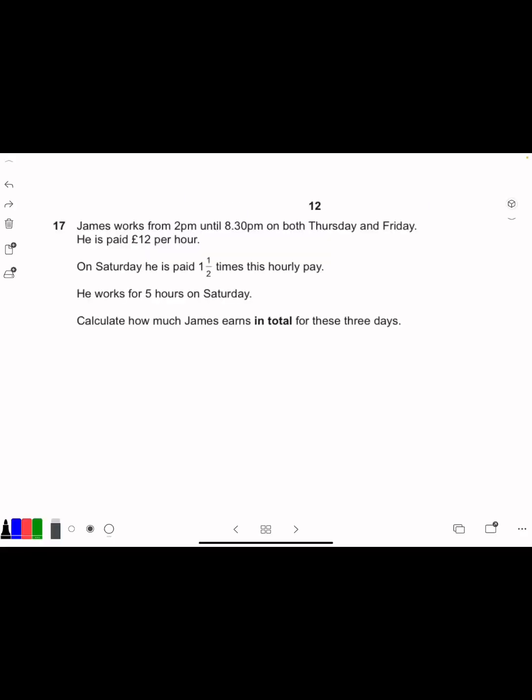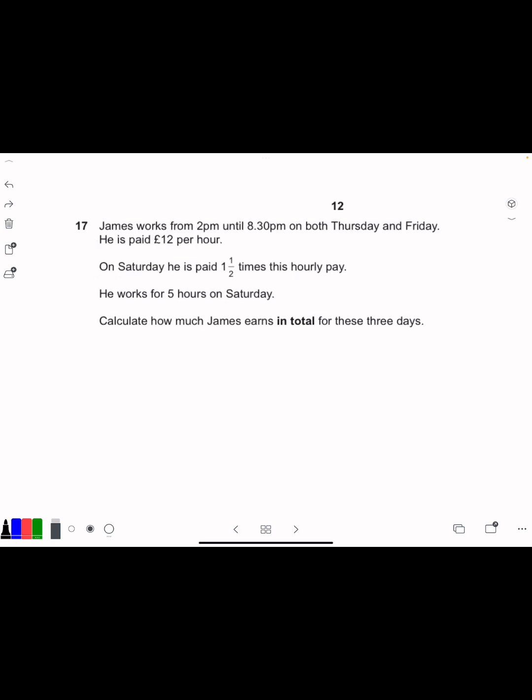James works from 2 p.m. until 8:30 on both Thursday and Friday. He's paid £12 an hour. On Saturday, he's paid 1.5 times his hourly rate. He works for 5 hours on Saturday. Calculate how much James earns in total for these 3 days.